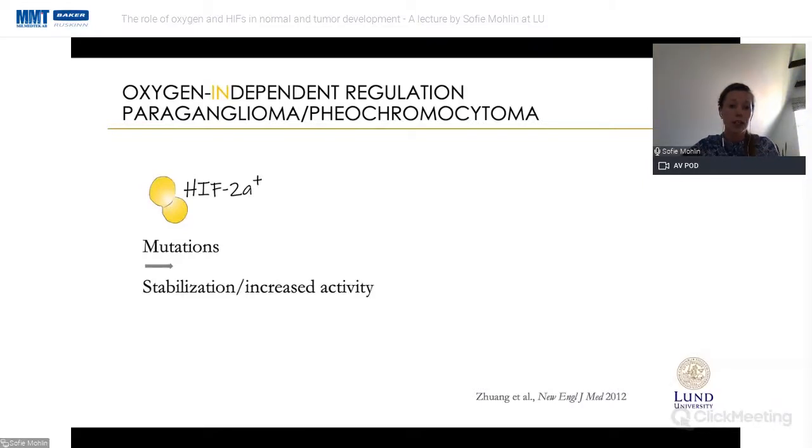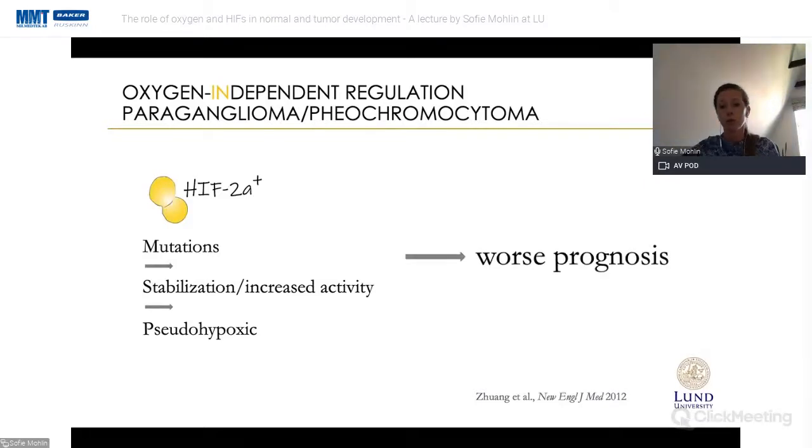The mutations lead to stabilization of the protein and increased half-life, which of course then ends up with increased activity. This creates the pseudohypoxic phenotype, and within this group, this correlates to even worse prognosis. And as you remember, I said that most tumors are benign for sure, but there are also these patients that we cannot cure, and these patients are the ones with this pseudohypoxic phenotype mostly.